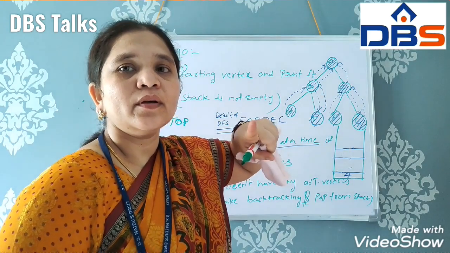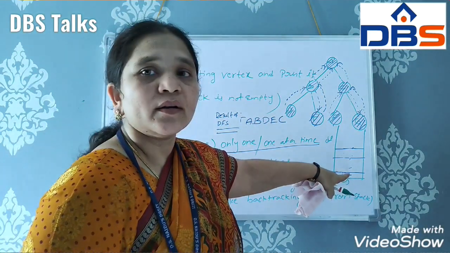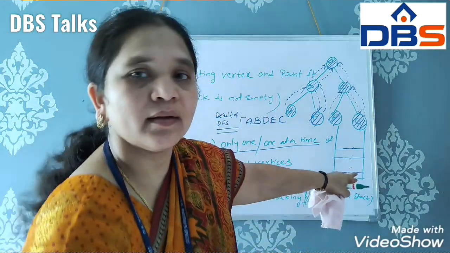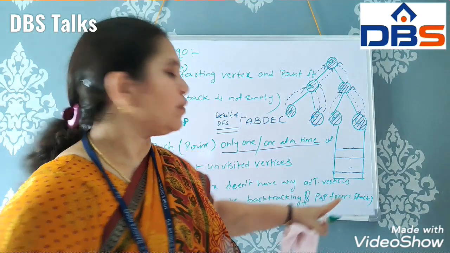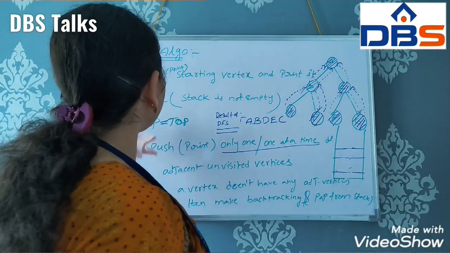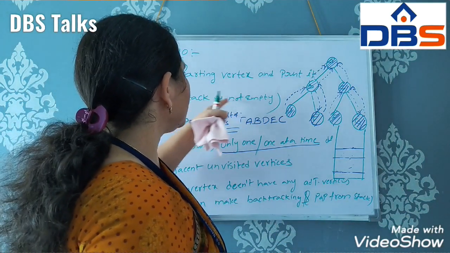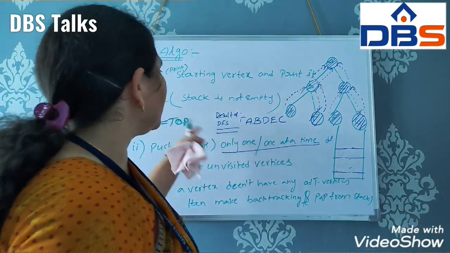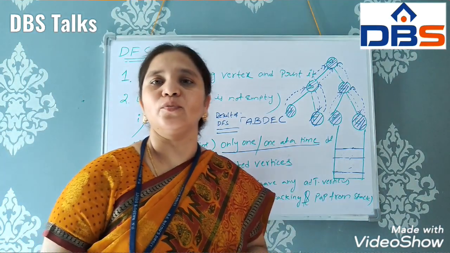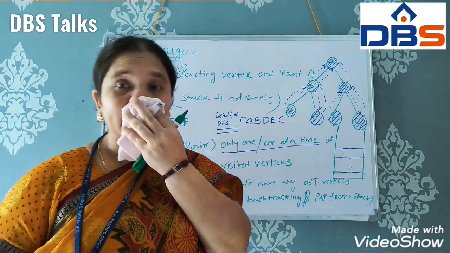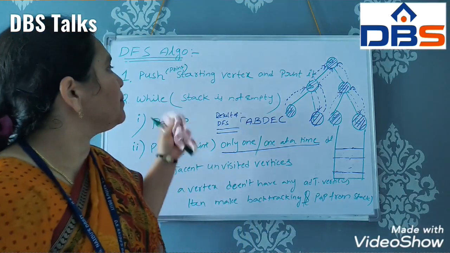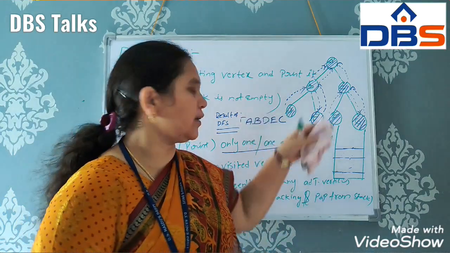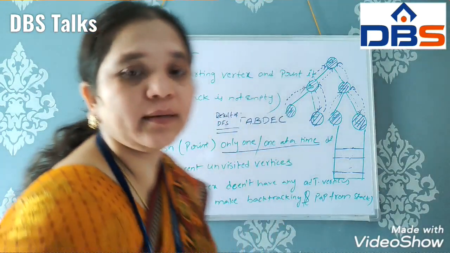Now what can we do? We can pop A from the stack. Then the stack is empty. When the stack is empty, it will automatically check whether the stack is empty or not. Then the stack is empty, and the controller comes out from the loop. Okay, this is the best example for the depth first search algorithm. So now I will explain another problem.